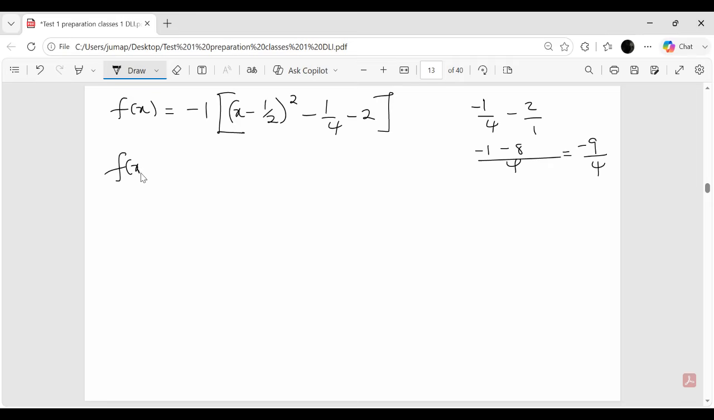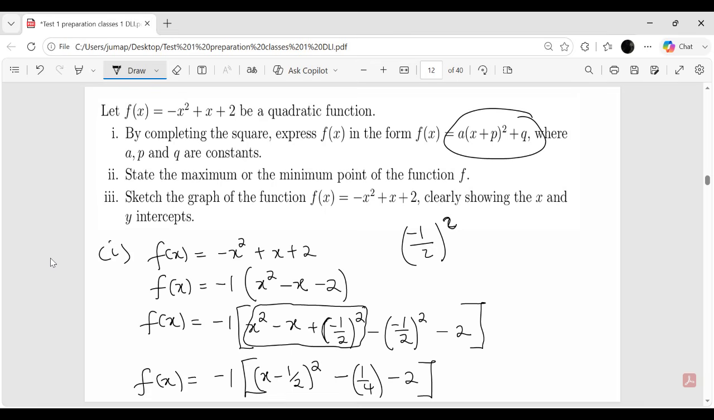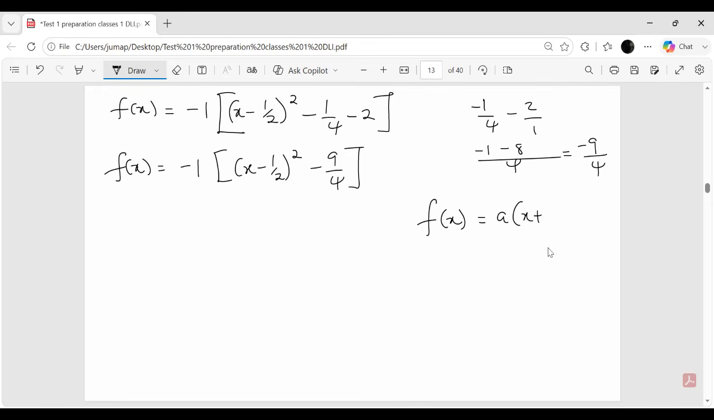So f of x is equal to negative 1, open brackets, x minus 1 over 2 squared, minus 9 over 4. Remember the question was telling me to write it in this form: f of x equals a times x plus p, squared, then plus q. That's what they want me to write.